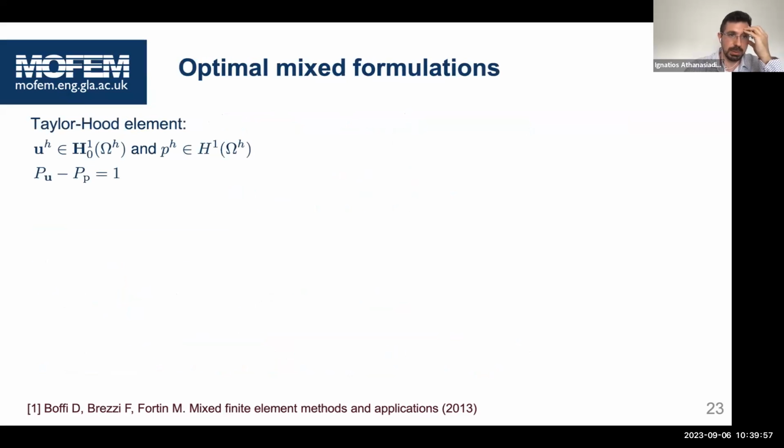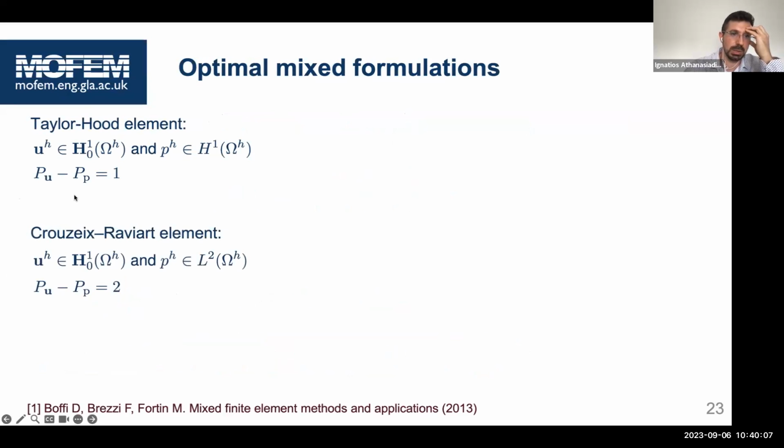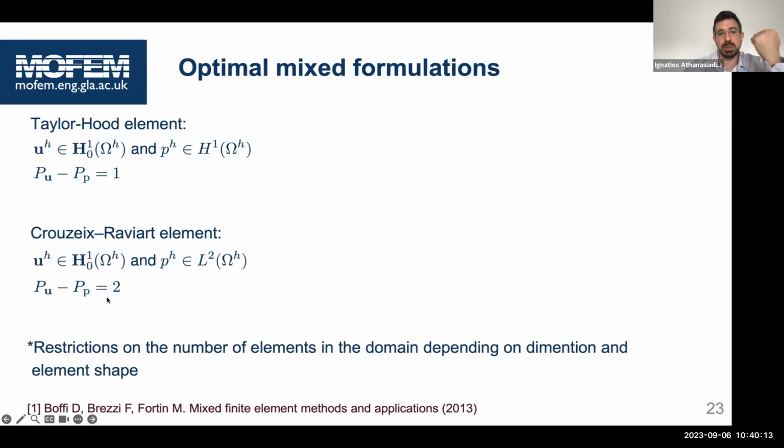So it has been found that in general, Taylor-Hood elements behave better when the difference between the order of approximation is equal to 1, and for Crouzeix-Raviart, where the order of approximation is equal to 2. But there are also some restrictions depending on the number of elements that are used within the domain and on the dimensions of the problem.